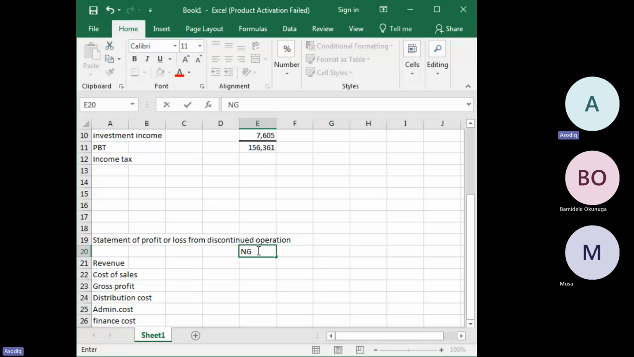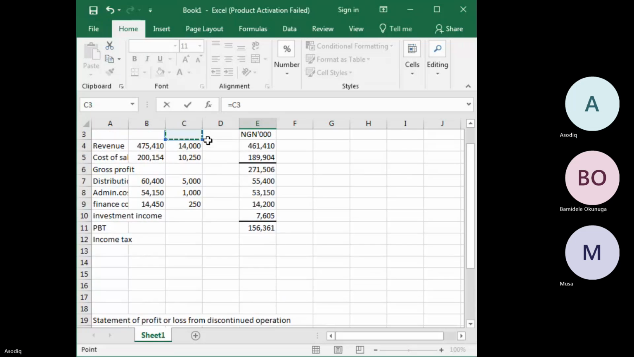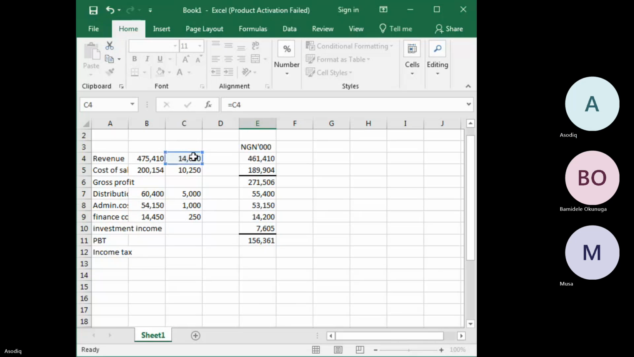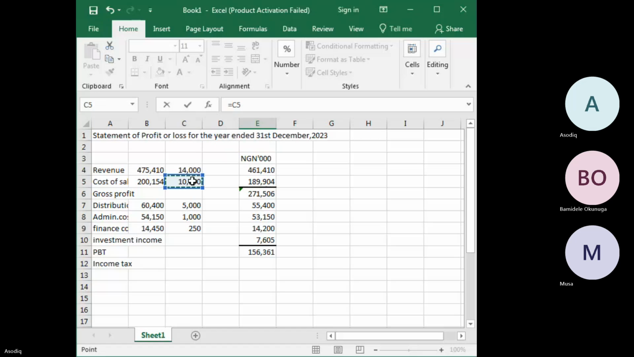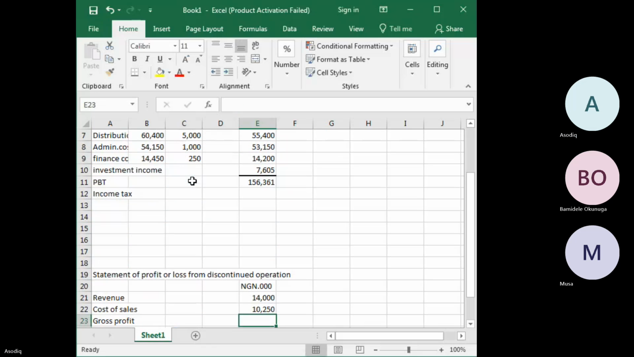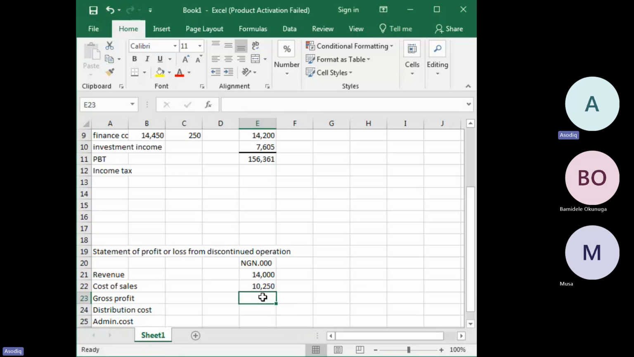Then my currency sign. Let me copy them. Are you ready? My cost of sales. So definitely I will get my gross profit automatically here. So I will no longer use the old one I have with me. So that means I'm comparing these two together. This minus this.